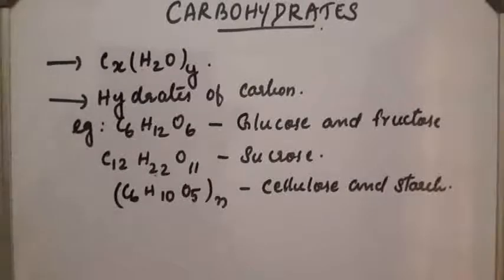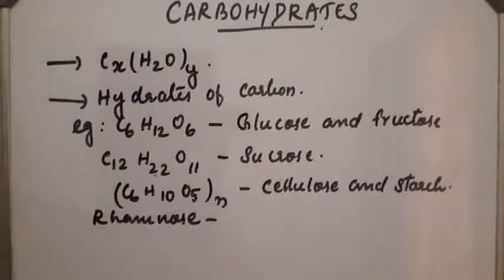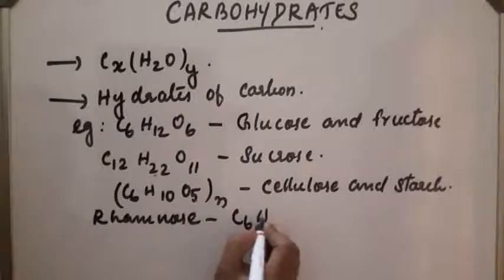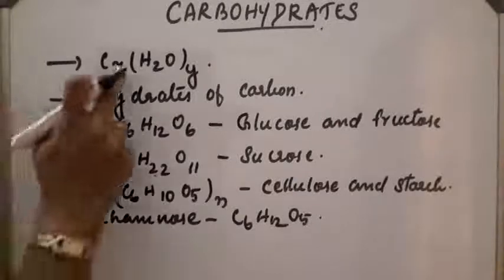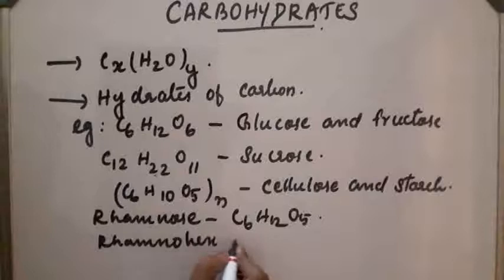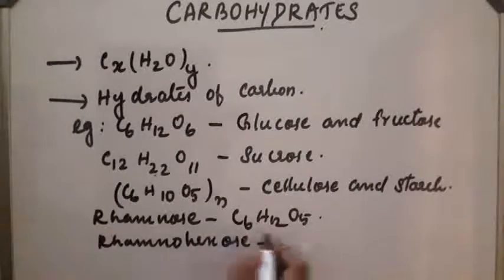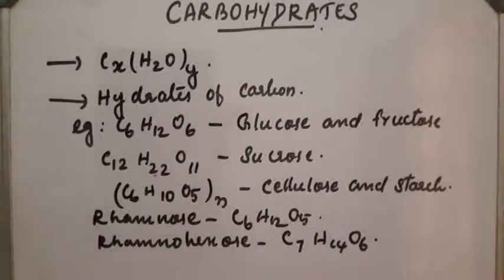But there are certain compounds which do not follow this general formula. For example, rhamnose. The formula for rhamnose is C6H12O5. This compound does not follow the general formula. Another example, rhamnohexose. Its formula is C7H14O6. This also does not follow the general formula CxH2Oy.